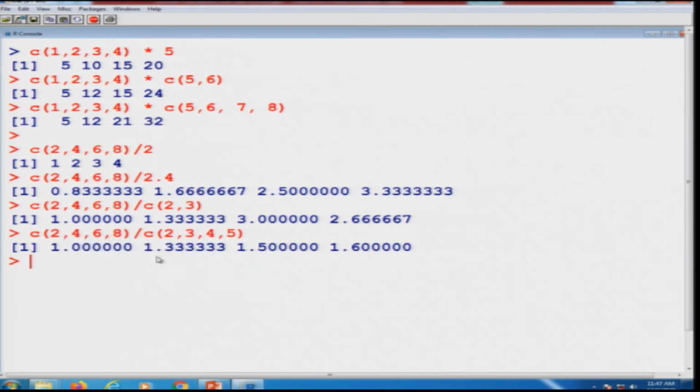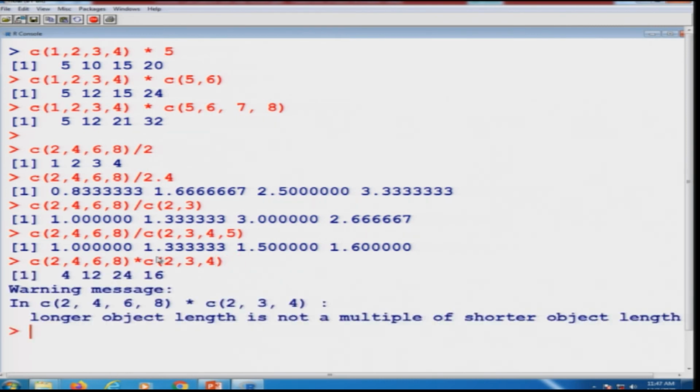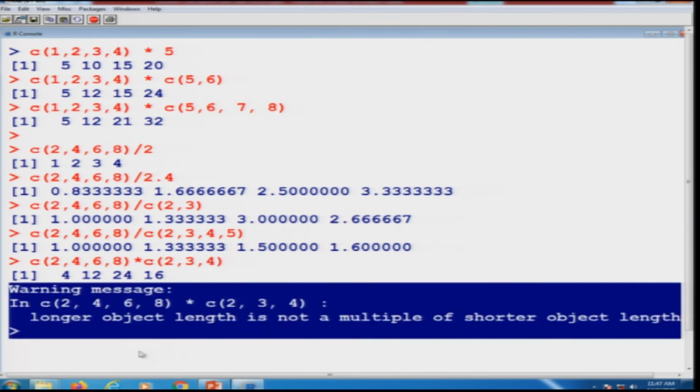Now, in case I take an example where the total number of elements in the two data vectors is not the same, and I do the multiplication, you can see that 2, 3 and 4 are going to be multiplied with 2, 4 and 6, but after that this 8 will be multiplied by 2, and then there is no place where the 3 and 4 can be multiplied. So, it will give you a warning message.